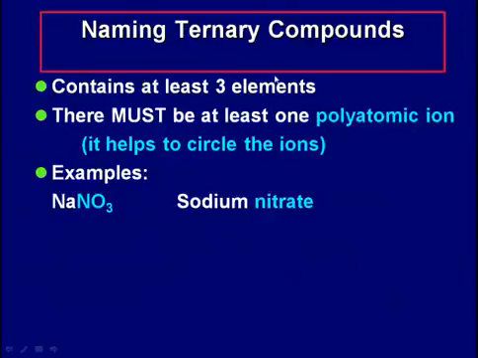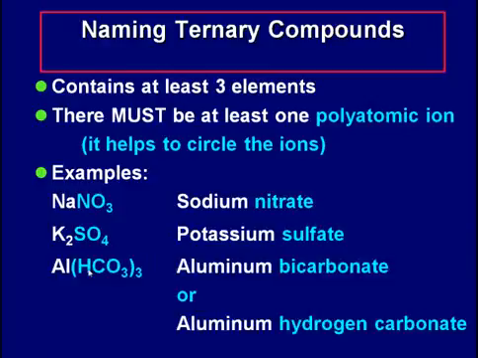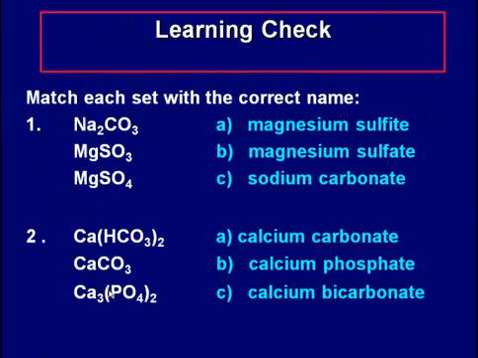Ternary ionic compounds contain at least 3 elements. There must be at least one polyatomic ion, and it helps to circle those when we're trying to identify them. In this case, NO3 would be the polyatomic ion. Sulfate would be the polyatomic ion. Bicarbonate or hydrogen carbonate would be the polyatomic ion.